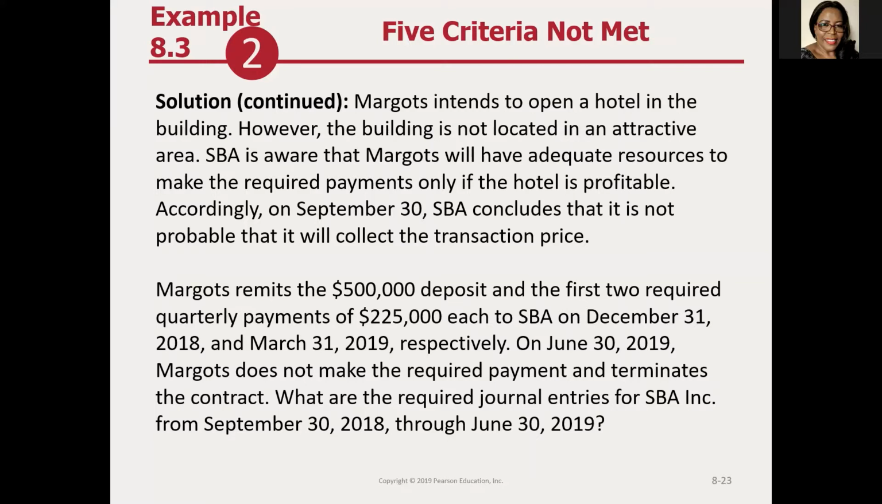So here we have a situation. She intends to open up a hotel in the building. The building is not located in an attractive area. SBA is aware that Margaret will have adequate resources to make the required payments only if the hotel is profitable. So Margaret remits $500,000 deposit, and then there are 2 quarterly payments that are due, that was paid on December 31st.